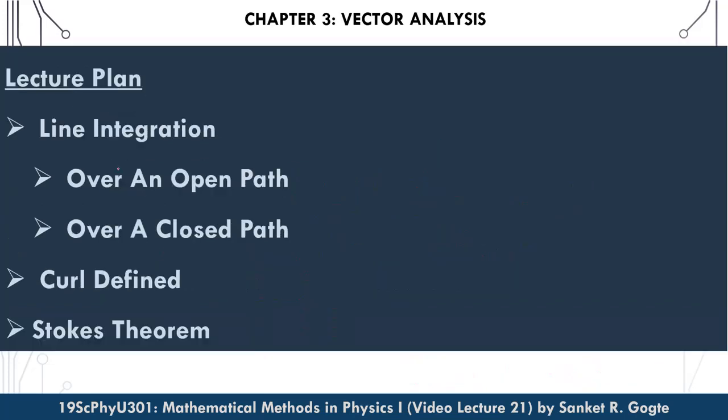In this lecture, we want to discuss curl in detail, which is obtained by this operation del cross V. We will see the concept of line integration over an open path and a closed path, which then can be connected to the curl of the vector field. We will see what the physical significance of the curl of the vector field is, and then we will consider the Stokes theorem, which is a way to convert line integration to surface integration.